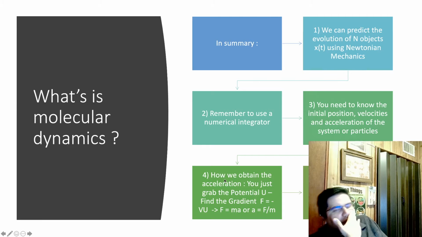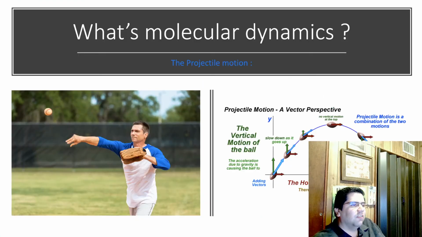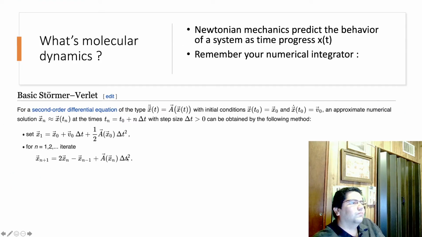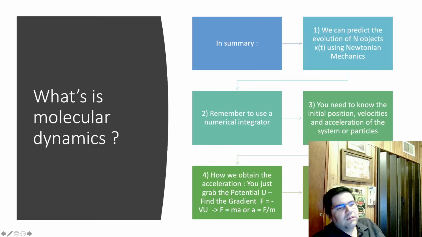To get the acceleration, you have to obtain your potential. From the potential you use the gradient, and from the gradient you find the force. So the force equals the mass times the acceleration, so the acceleration equals the force divided by the mass. That's the acceleration. And then we have the acceleration, we have the initial positions, and when we have the velocities, I can run this. And finally, you have to repeat the process.